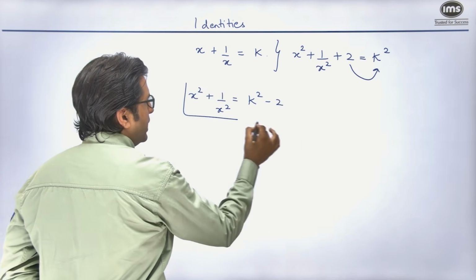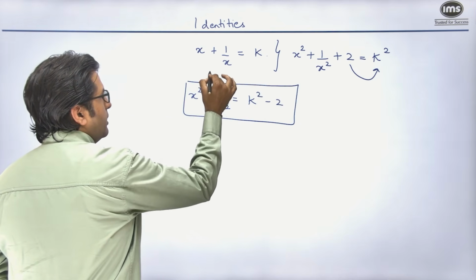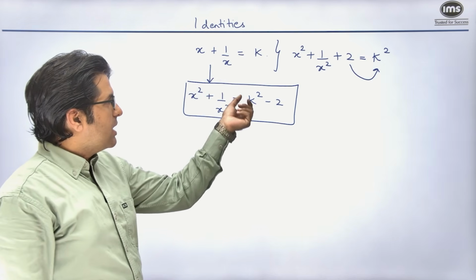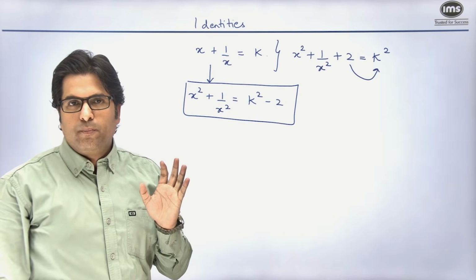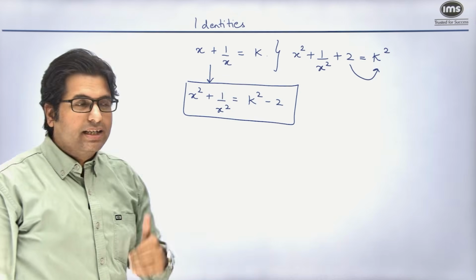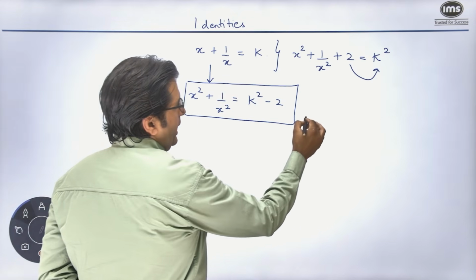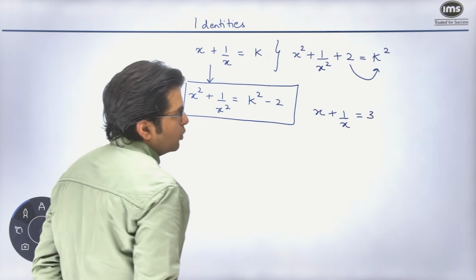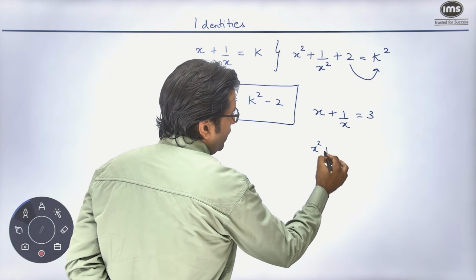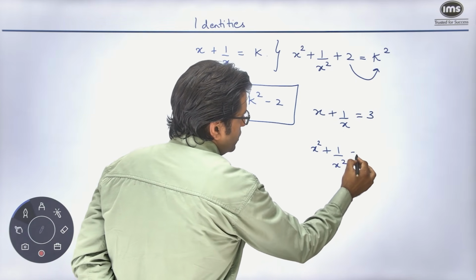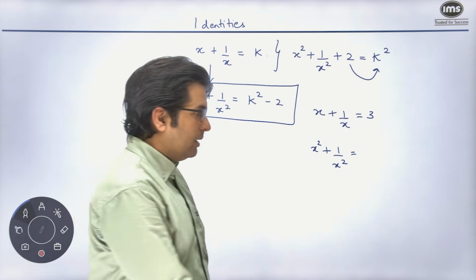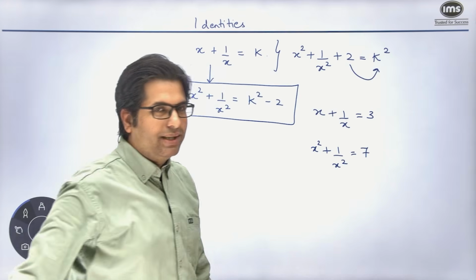Now this seems pretty simple, that to get x square plus 1 by x square from x plus 1 by x, we just have to do whole square and subtract 2. Easy enough. Let's practice this for some certain examples. If x plus 1 by x is given as 3, can you quickly tell me the corresponding value for x square plus 1 by x square? So you'll say, sir, very easy now, it's just 3 square minus 2. 3 square is 9, 9 minus 2, answer would be 7.